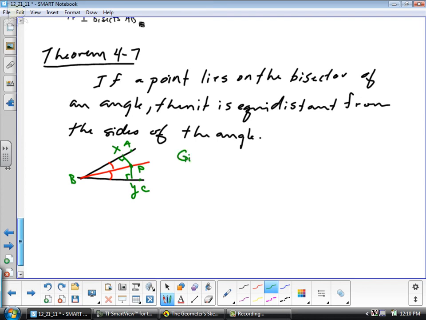So our given are the sides as marked. Can we prove these triangles are congruent with the congruent parts that are marked on these triangles? Because that's going to be key to proving that PX is congruent to PY. Congruent parts marked on the diagram.